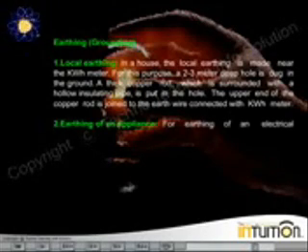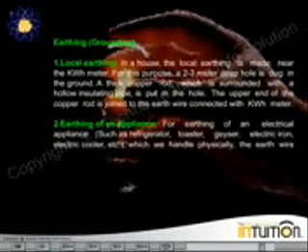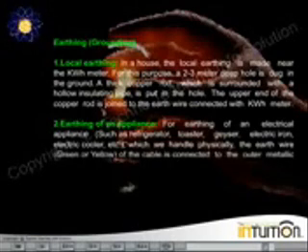Second, earthing of an appliance. For earthing of an electrical appliance such as refrigerator, toaster, geyser, electric iron, electric cooler, etc., which we handle physically, the earth wire, green or yellow of the cable, is connected to the outer metallic case of the appliance.